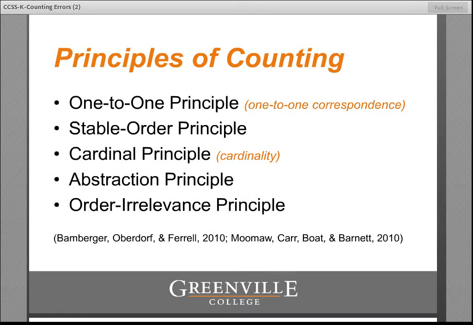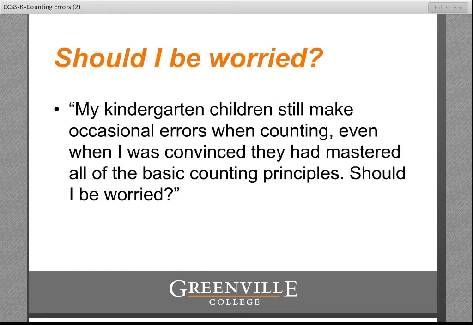So these principles of counting serve as a way to frame our thinking and our assessment as we work with children and observe them counting and consider what kind of errors that we are noticing. Children do, of course, make counting errors. So when should we be concerned about these errors, and is it ever okay to ignore them?